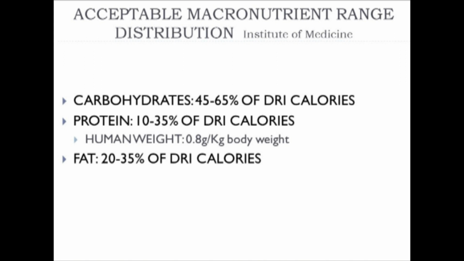Fat levels should be between 20 to 35% of DRI calories, and again, the higher level of 35%, much higher than the 1977 guidelines of 30%, is consistent with the higher level of exercise and energy expenditure that we see in extreme sports and marathon running. So a dietitian is best equipped to guide an individual in these higher levels of fat, ensuring that the fats in question are of good quality.